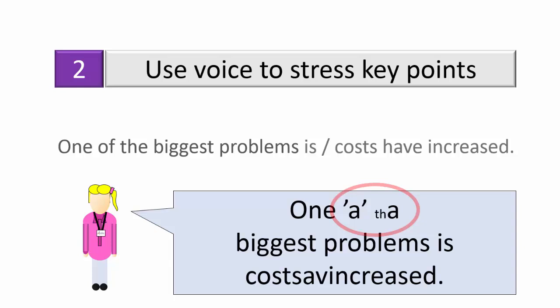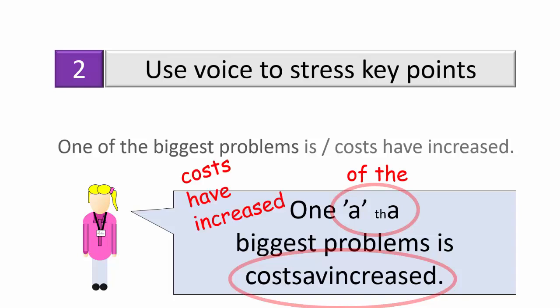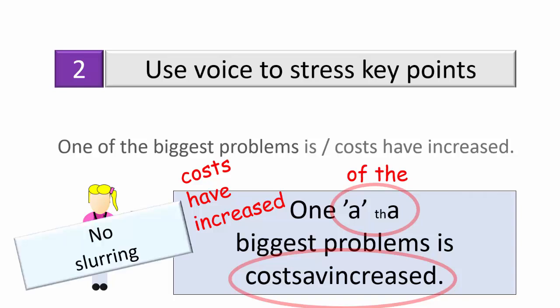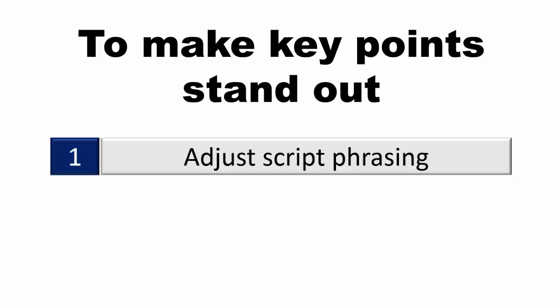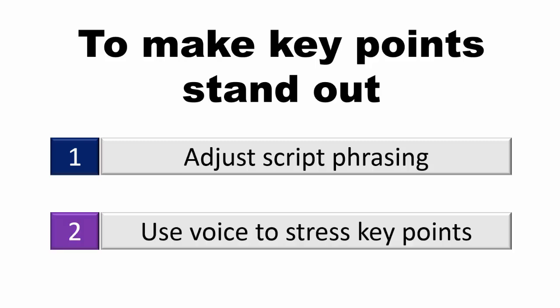So this phrase here should be very clear. One of the. And here should be three words. Costs have increased. She needs a short pause between each word. So there should be no slurring. So let's conclude. To make key points stand out, you need to adjust script phrasing, and you need to use your voice to stress key points.